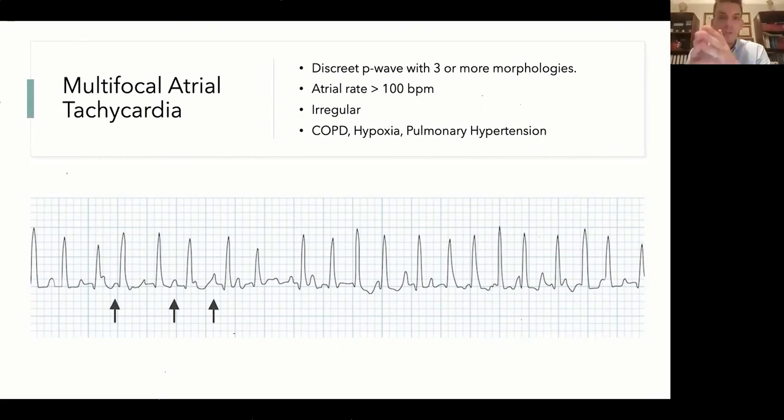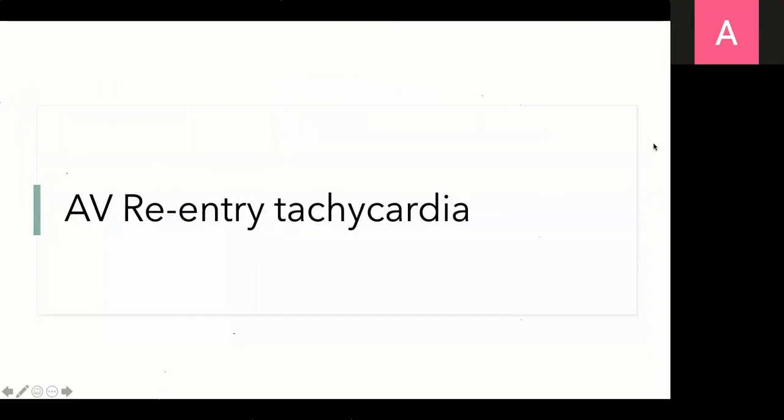This actually dysregulates the atria because if you think about it, the right heart is connected to the lungs. And I think it makes sense. If there's a problem with the lungs, there's a problem with the right heart, they start firing at random, you see multiple P wave morphologies, okay? Yeah, understood. So let's talk about AV-oriented tachycardia, okay?